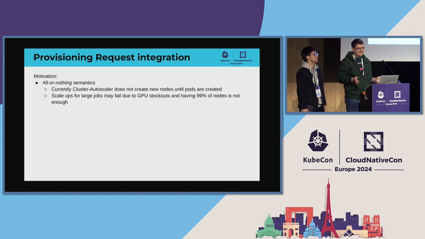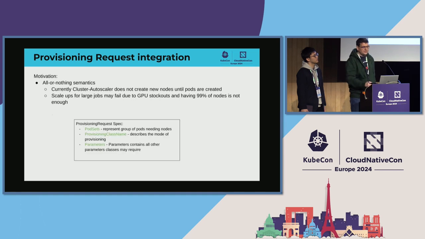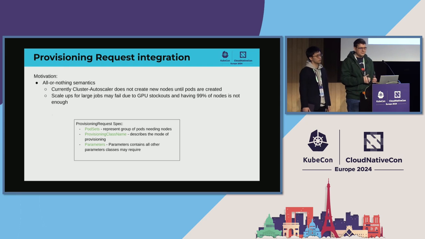first of all, the scale-ups can take very long, so that some pods are running, some are not, and we are in a weird situation. But also we can just fail due to GPU stockouts. And having 99% of pods is not enough. So the provisioning request API aims to solve this problem without the need for the pods to be created.